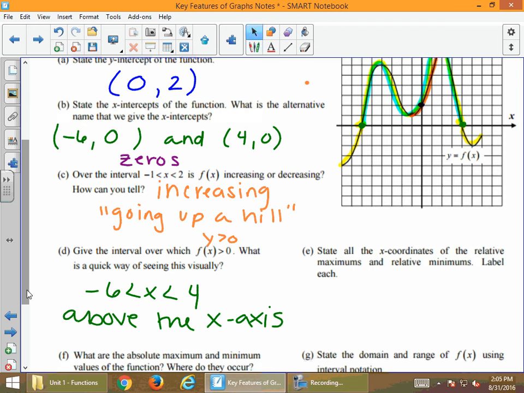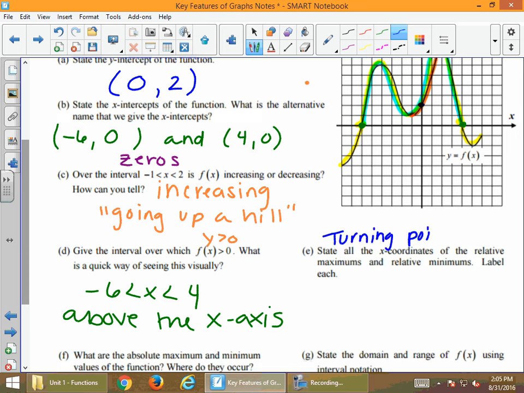Right, to state all the x-coordinates of relative maximums and relative minimums. This gets really tricky because we think maximums are all high points and low points. You are right, but there's something special about the relative ones. I like to think of them as turning points. Your high turning points and your low turning points. And there's a change in direction. Your hills and your valleys. If it's not a hill, if it's not a valley, then it's not a relative max or relative min.